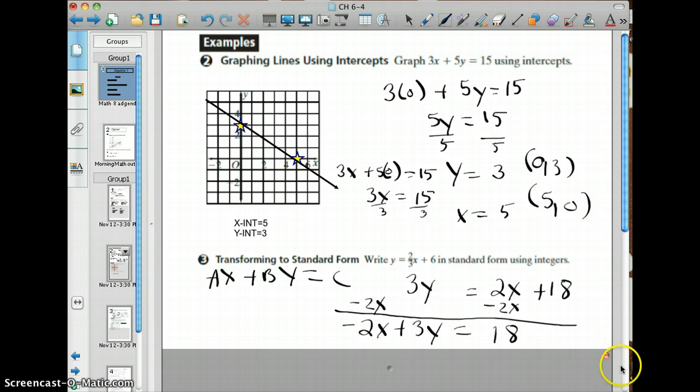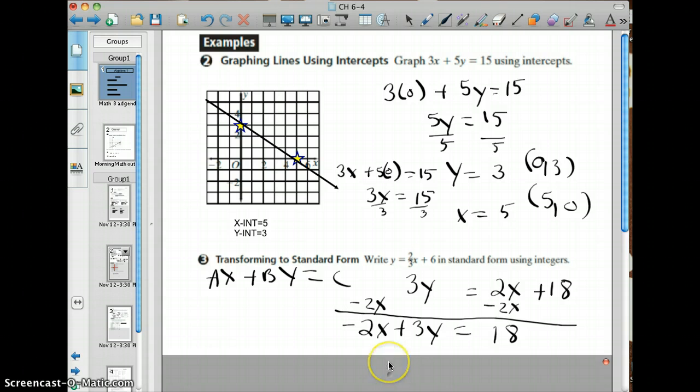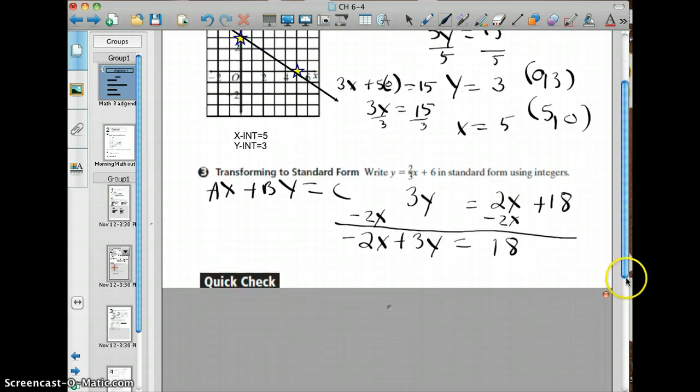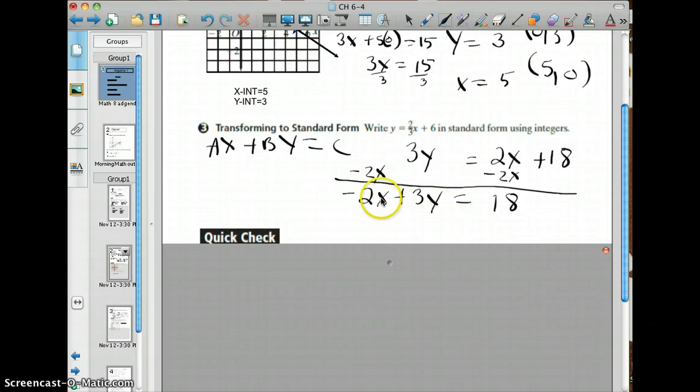18. Okay, now you're technically not wrong here, but when I write equations in standard form, I always make sure my a value is positive, and I think a lot of the teachers at the high school will also require or ask that of you. So how do I make this negative 2 a positive 2? Well, if I multiply everything by negative 1, it just changes the sign of everything to its opposite.